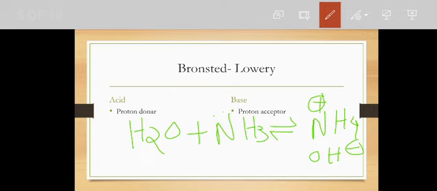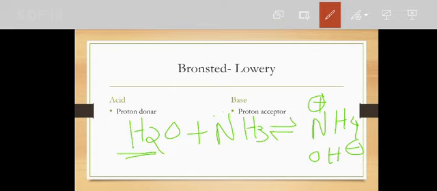So here, NH3 means what? Ammonia acts as a base. Why? Because it is a proton acceptor, and an acid acts as a donor. So water is what? A proton donor. Proton donor means acid by default, according to Bronsted-Lowry theory. So here H2O acts as a proton donor, H2O acts as an acid.